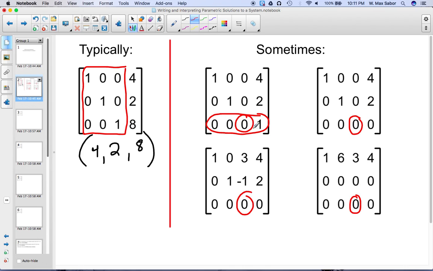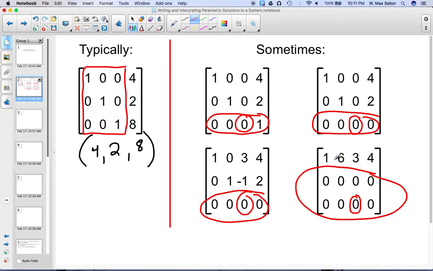Here we see that it's equal to 1, which we can't have, 0 equal to 1. Here we have 0 equals 0, which is always true. And there are variations on 0 equals 0. So these give us different versions of what the parametric system will look like.